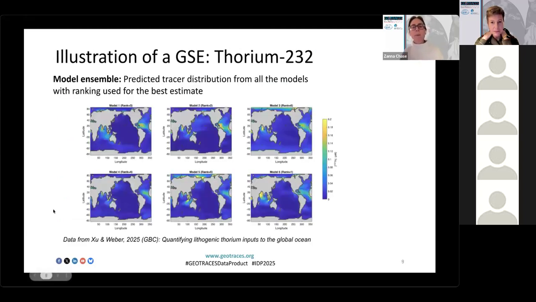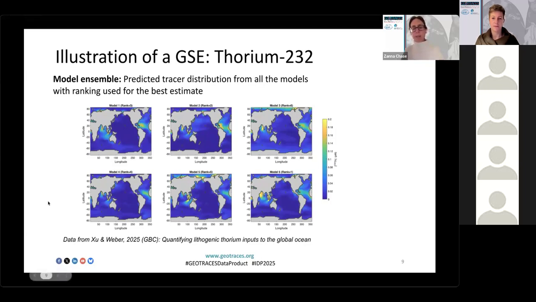So I'm going to illustrate how this might work using thorium isotopes as an example. So imagine that Tom and I, as a modeler and observationalist, have formed a model intercomparison team for thorium isotopes. And we've gathered from the community these 6 published estimates of the distribution of thorium in the ocean. And we've compared each of these models against the thorium data in the latest IDP, and we've used the skill of the models in reproducing the data to rank the models based on their ability to reproduce the data.